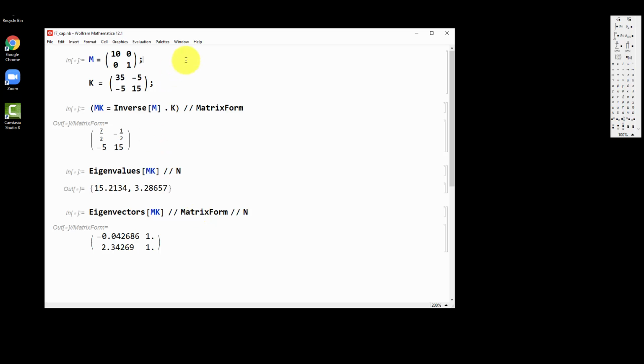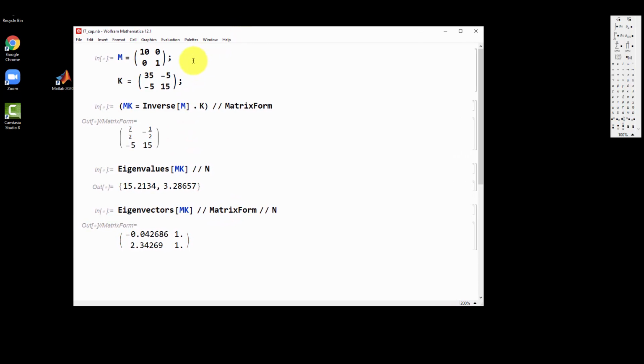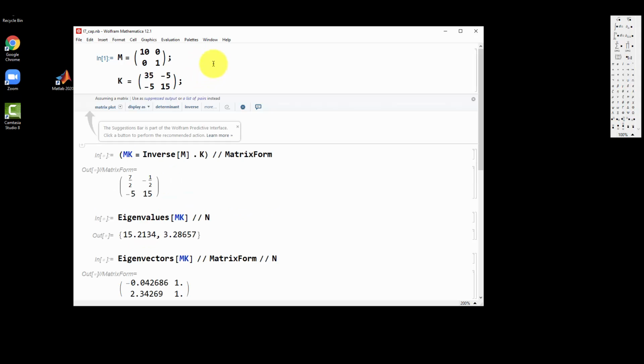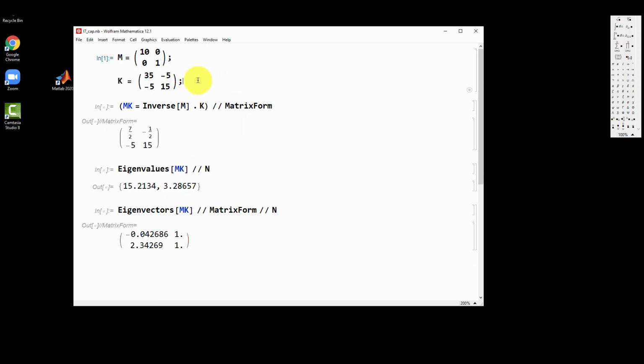Now, I want to show the difference if we do this in Mathematica. I've established my M and my K matrices here, and I want to do the same operations I was doing in MATLAB. It's a little bit different in Mathematica. There are other ways to do it, but the way I'm doing it here, I am doing M inverse times K, and I'm going to call that matrix MK. Notice in Mathematica that I'm using the dot to multiply M inverse and K together. In Mathematica, the dot actually does the matrix multiplication, which is what I want in this case.